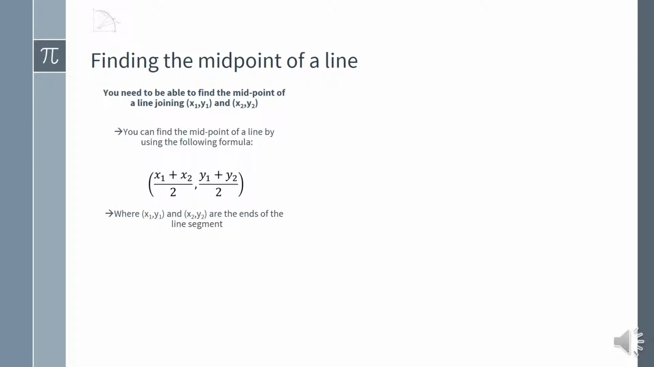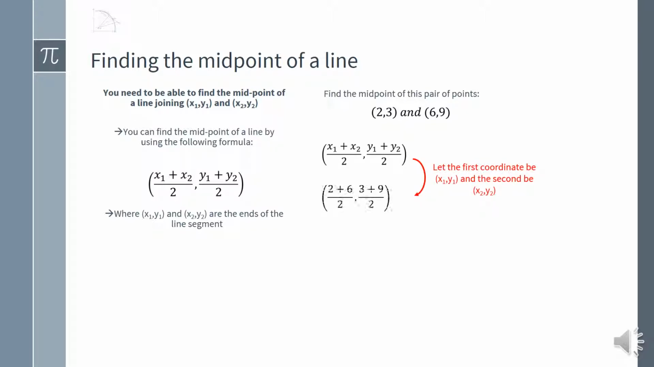Technically, it's a line segment. Lines go on forever. Line segments have a start and an end. So x1, y1 and x2, y2 are the ends of the line segment. So you want to find the middle of the following pairs of points, add them up and halve them. It's as simple as that. 2 plus 6 is 8, half of that is 4, 3 plus 9 is 12, half of that is 6. So you can find the middle by adding them up and halving them.